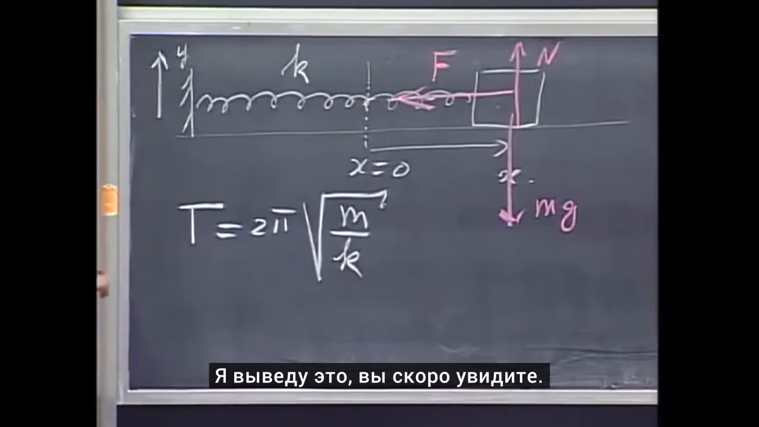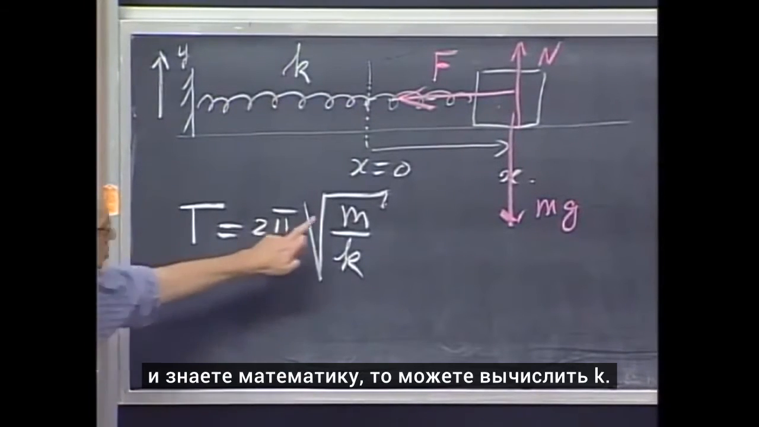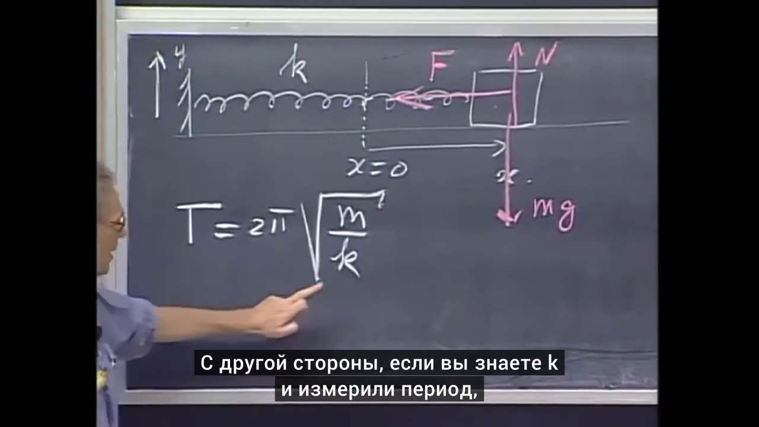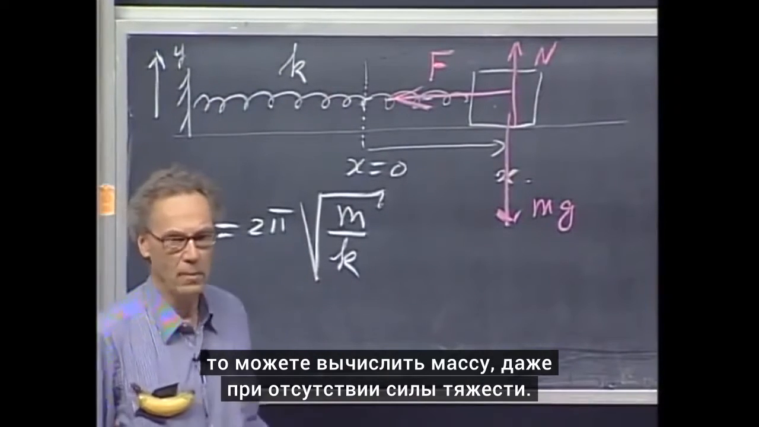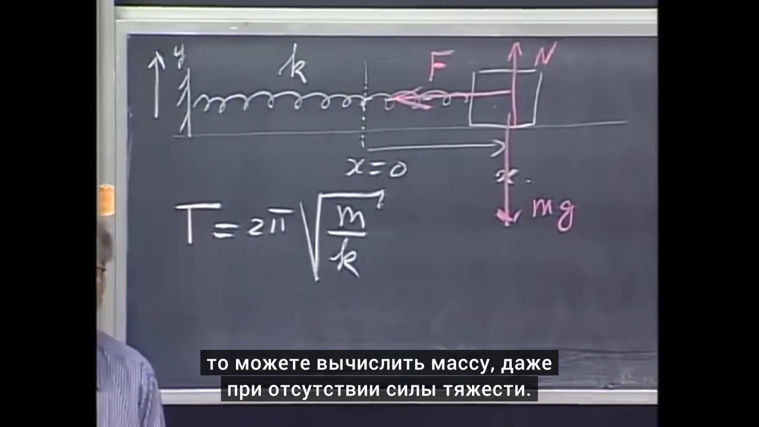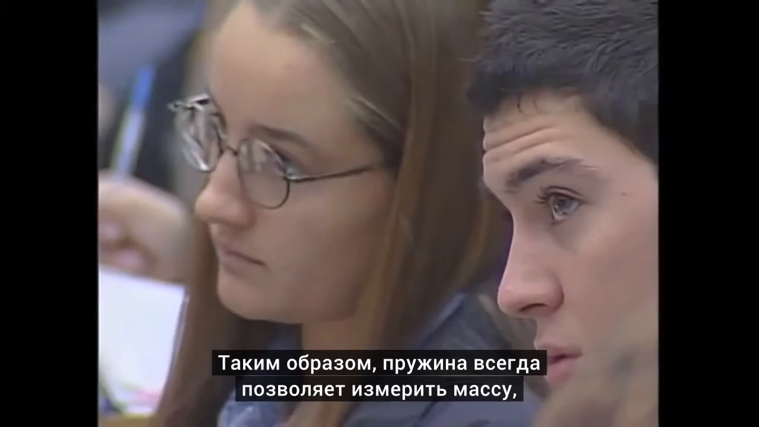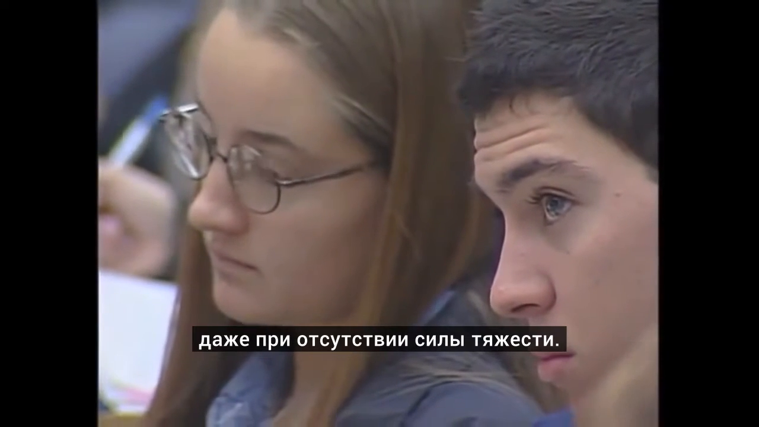I will derive that. You will see that shortly. In other words, if you measured the period and you knew the mass, then you can calculate k. Alternatively, if you knew k and you measure the period, you can calculate the mass, even in the absence of gravity. I don't use gravity here.